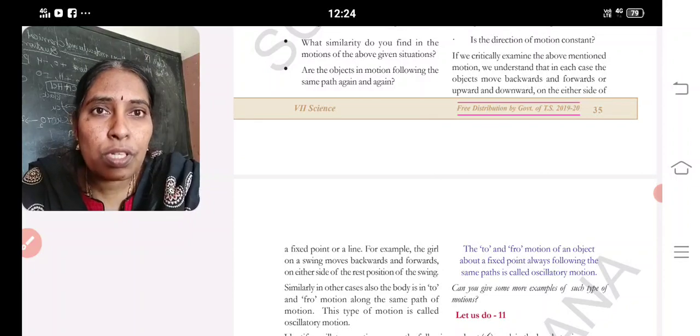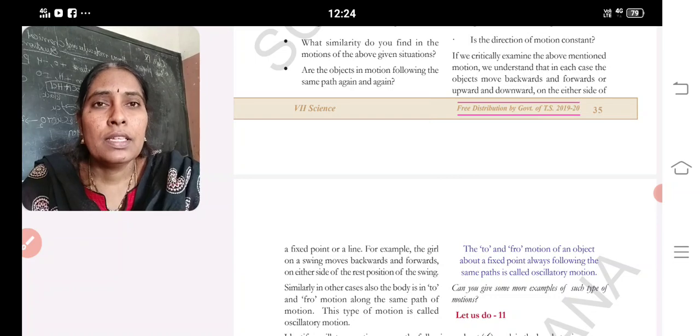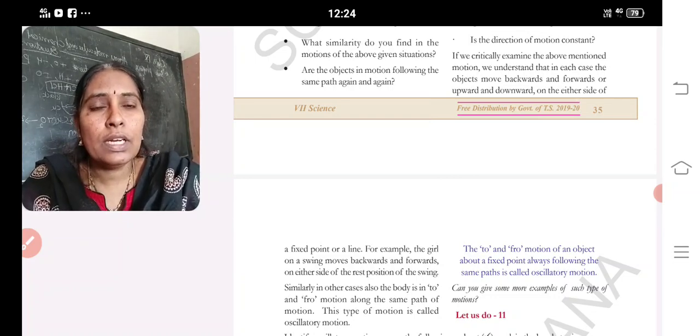What is a uniform motion? The body covers equal distance in equal intervals of time. Such motion is said to be uniform motion. If the body covers unequal distance in equal intervals of time, then it is said to be a non-uniform motion.